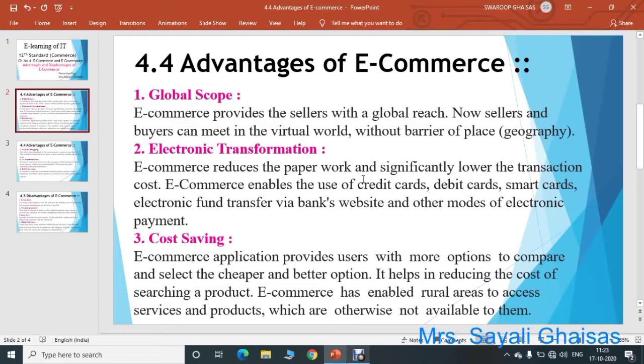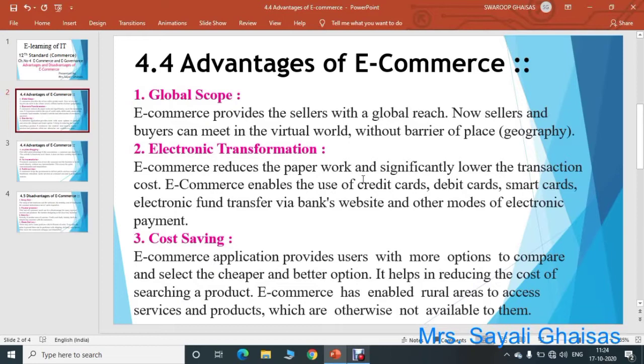Second advantage is electronic transformation. E-commerce reduces the paperwork and significantly lowers the transaction cost. By implementing e-commerce, it reduces the paperwork, and that's why it lowers down the transaction cost. No paperwork will be there. E-commerce enables you to use credit cards, debit cards, smart cards, electronic fund transfer via the bank's website, and other modes of electronic payment.